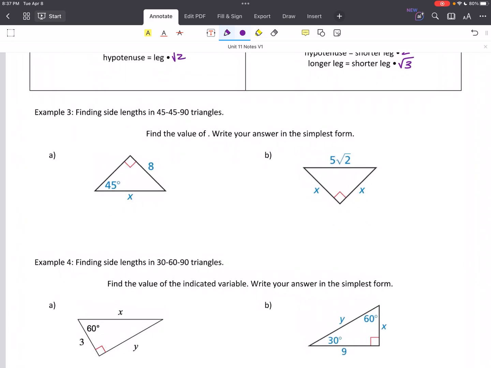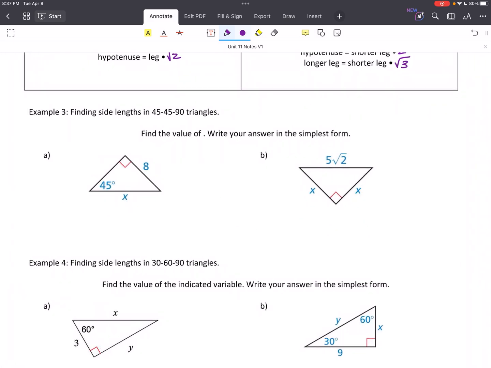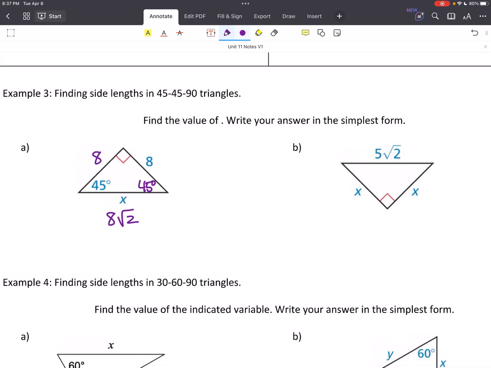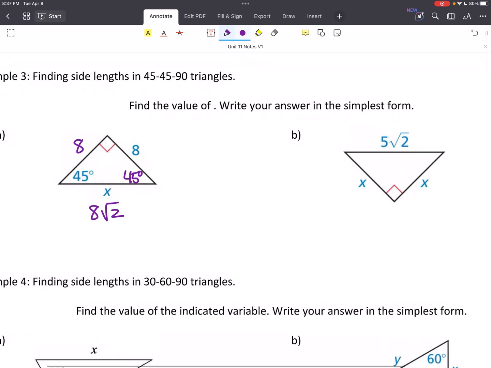Okay, so if you only have one side of one of these special right triangles, you can figure out what the other two sides are. This is our 45-45 right triangle, so the two short legs are both 8, and then x would be 8 square roots of 2, because we multiply the shorter sides by the square root of 2.